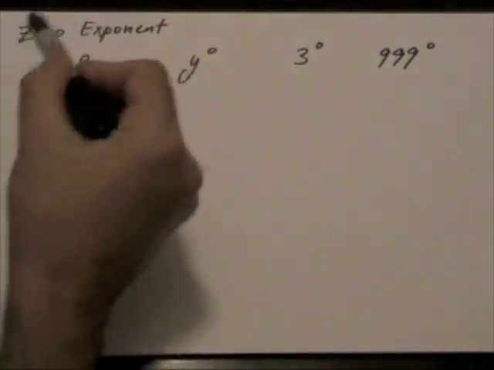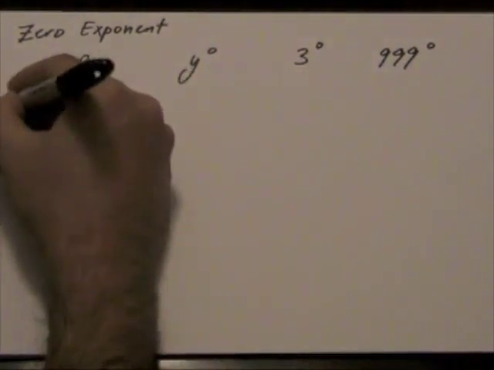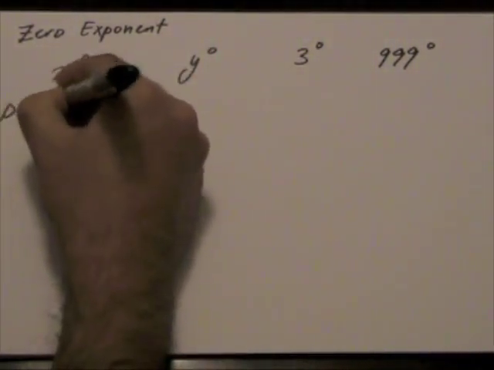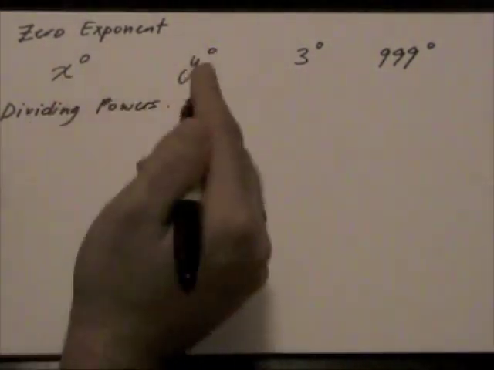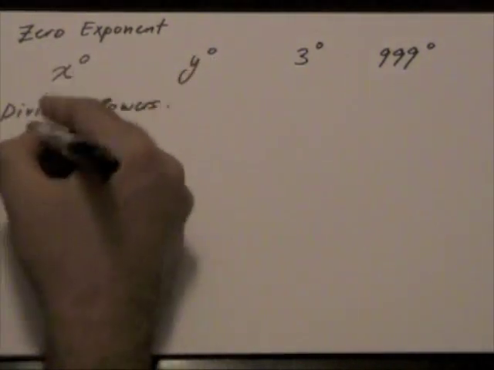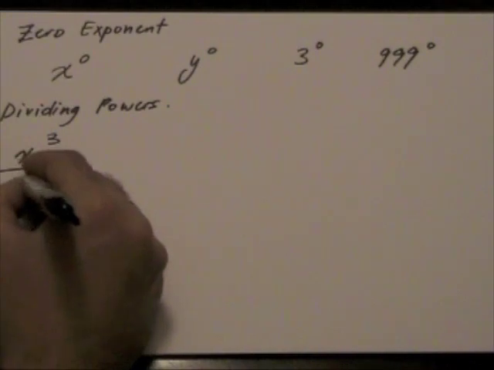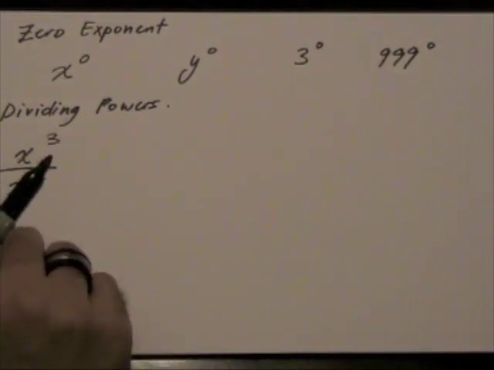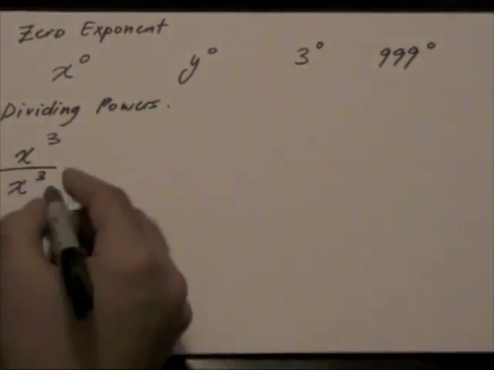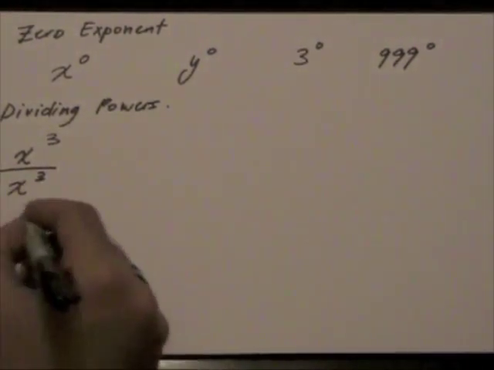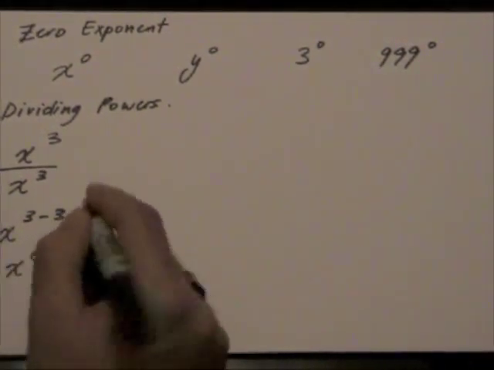Well, let's look at how we get a zero exponent. One way of getting a zero exponent is through dividing powers. So, let's take, for example, x to the power of 0. Let's say we had x to the power of 3 divided by x to the power of 3. According to the division rule, we keep the base and we subtract our exponents, 3 minus 3, which will give me x to the power of 0.